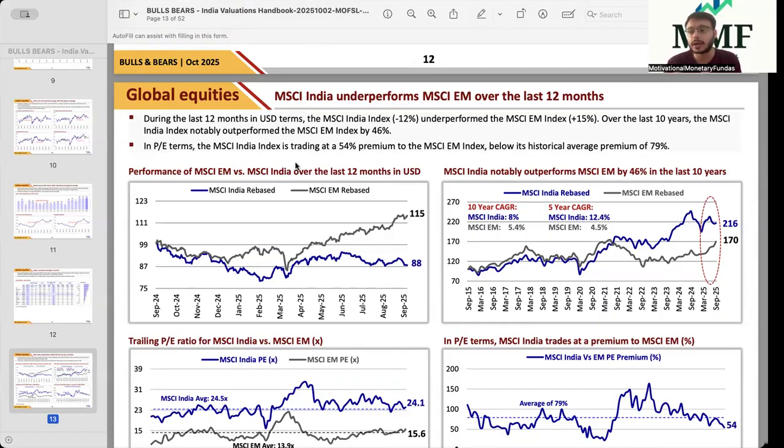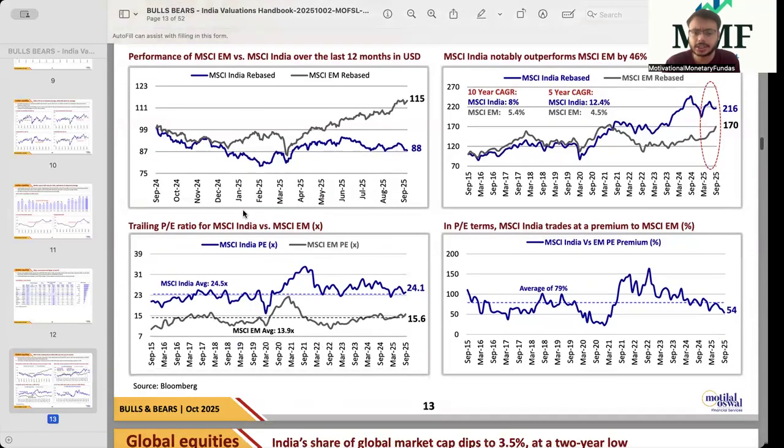So usually what happens is our markets always trade at a premium over the MSCI EM. The average premium at which MSCI India trades is 79% over the MSCI EM index. But currently that premium has come down to 54%. It again shows that we are into a good forward trajectory. The valuations are coming down, the earning growths are supportive, right? So that is one thing.